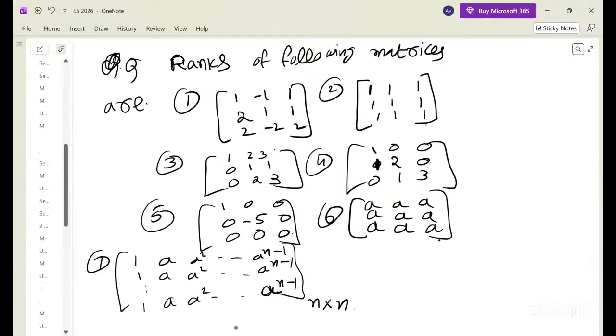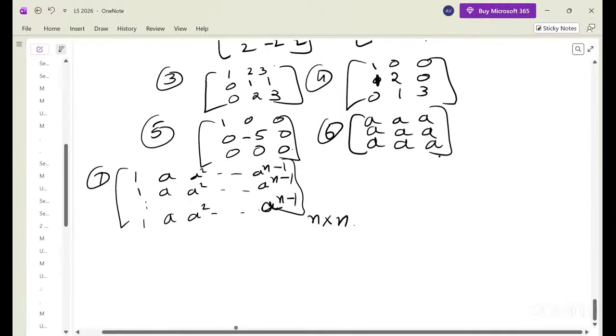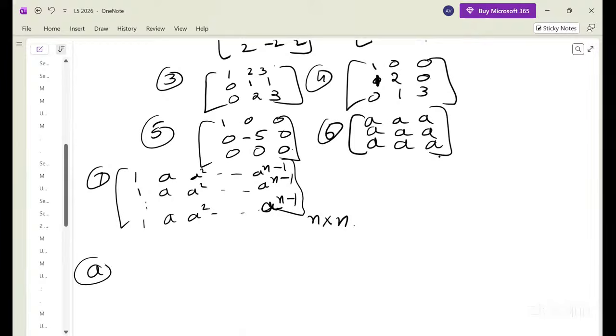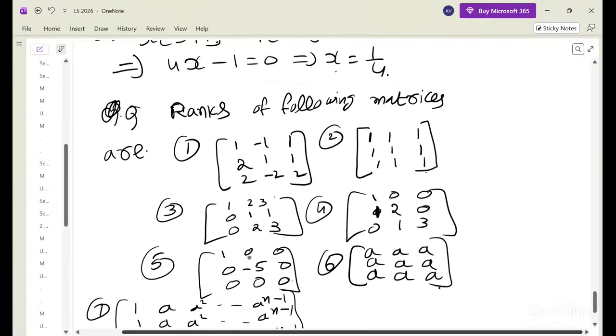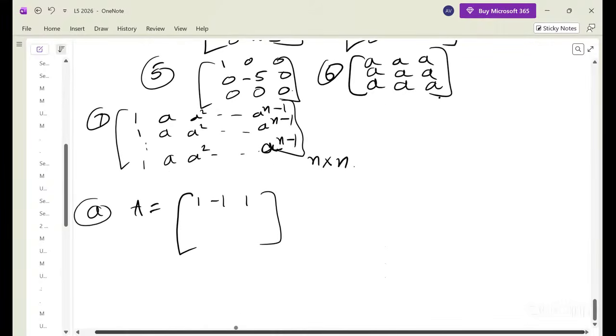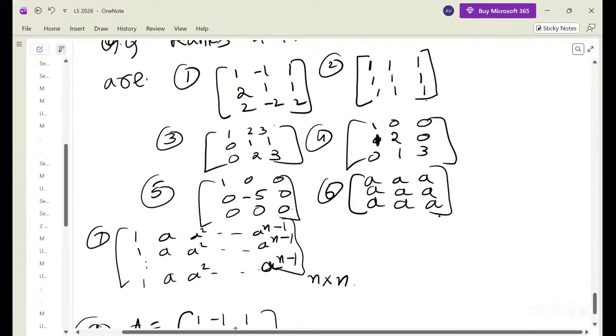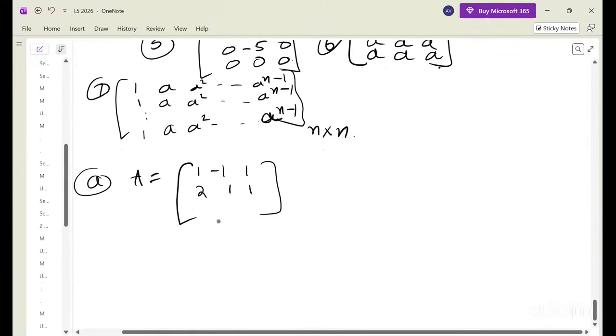Let us answer. Let us follow the determinant concept. Here, what is the determinant of this? We have to find it, and what is the rank of the matrix? Let us go for the first one: 1, minus 1, 1; 2, 1, 1; 2, minus 2, 2. Can anyone tell me the answer?